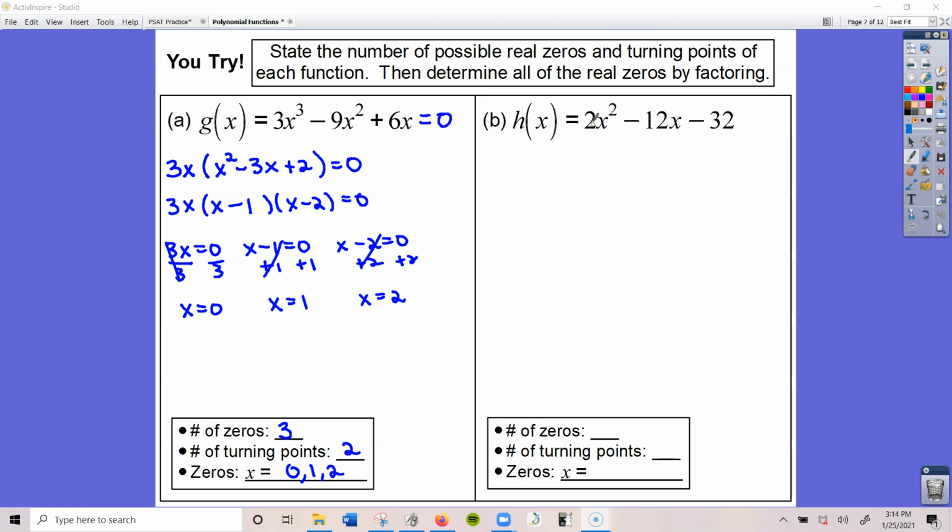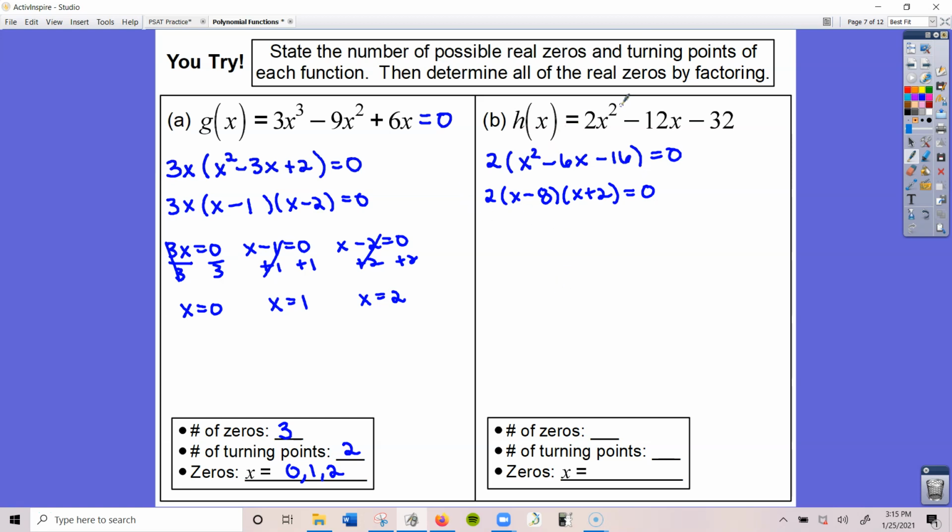Here we have the equation h of x is equal to 2x squared minus 12x minus 32. If I look at each individual term, everything can be divided by 2. So I'm going to factor out a 2. And that would give me x squared minus 6x minus 16. I can keep factoring this quadratic that's in here. So I have 2, x minus 8, x plus 2. Since negative 8 times positive 2 is negative 16, and negative 8 plus 2 is negative 6.